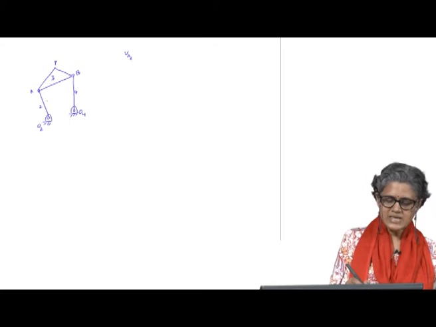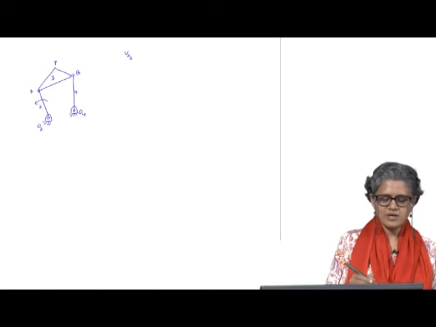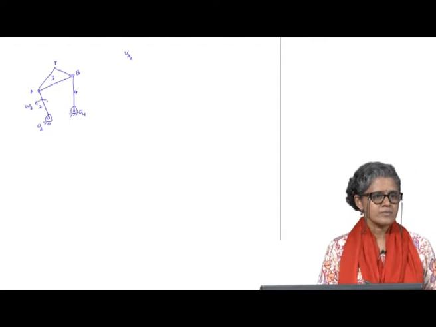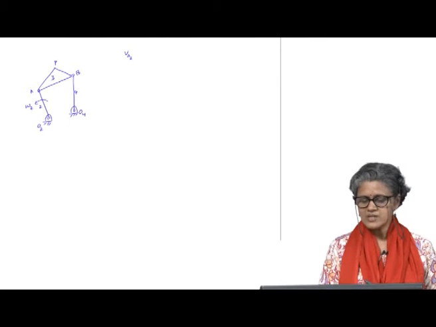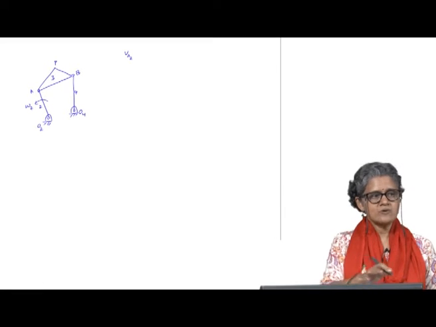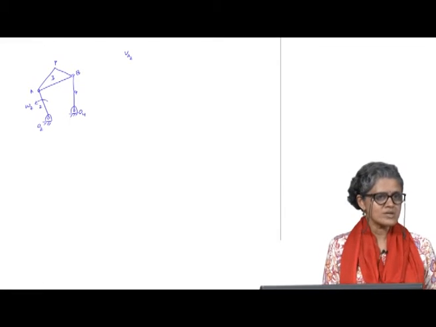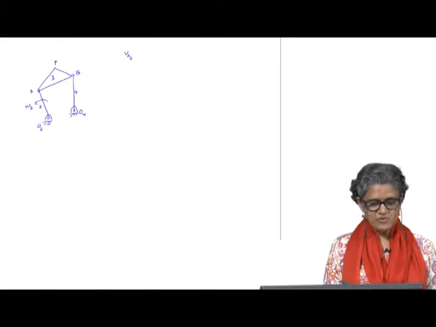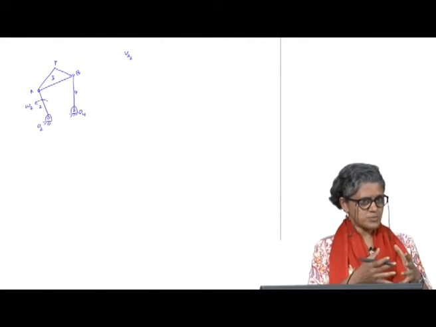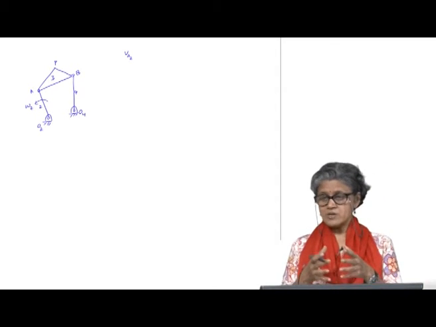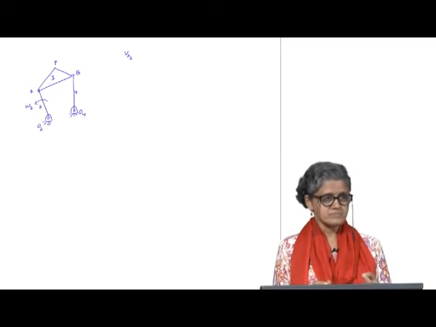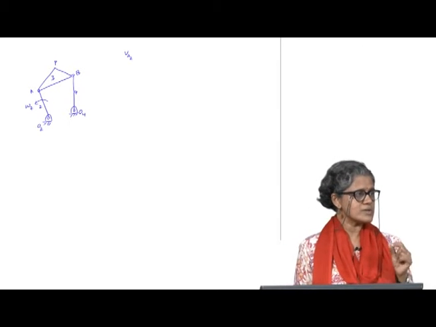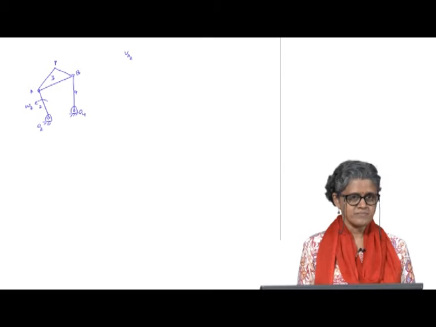So, let us say the input angular velocity is omega 2, that is the given angular velocity, and your task is to find out the velocities of all the other links. When I say velocity of a rigid body, I am talking about angular velocity. When I say velocity of a point, I am talking about a linear velocity.